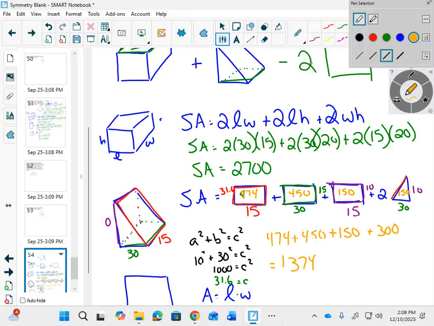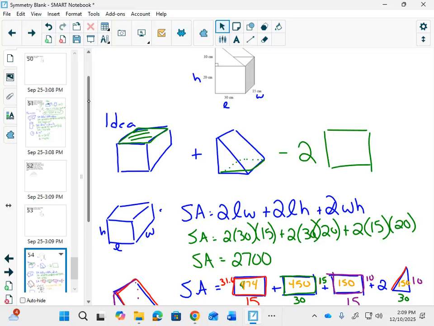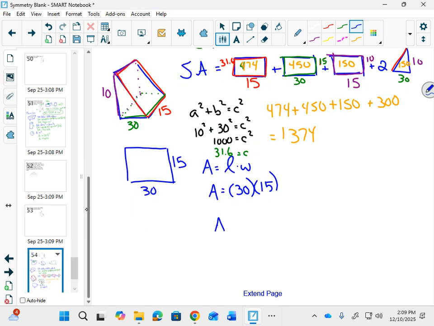Okay, 1374. And finally, which is the shape that gets erased, right? Because here's our idea. We want to do this one plus this one minus 2 that aren't colored. The ones that aren't colored, it's the top. What are the lengths? What's this length and this length? 30 and 15. So on this one, this was 30. This was 15. So its area would be 30 times 15, which is 450. Times 2. And we have 2 of them.